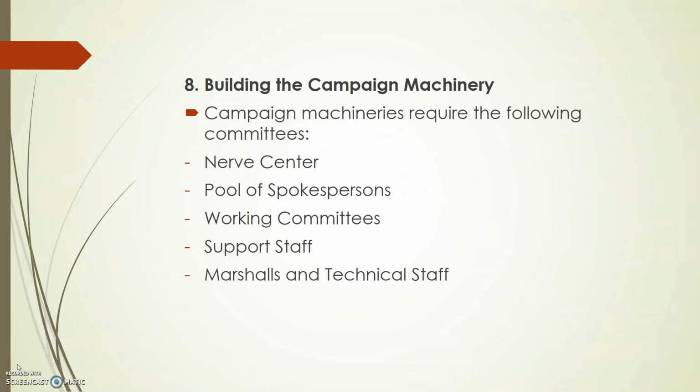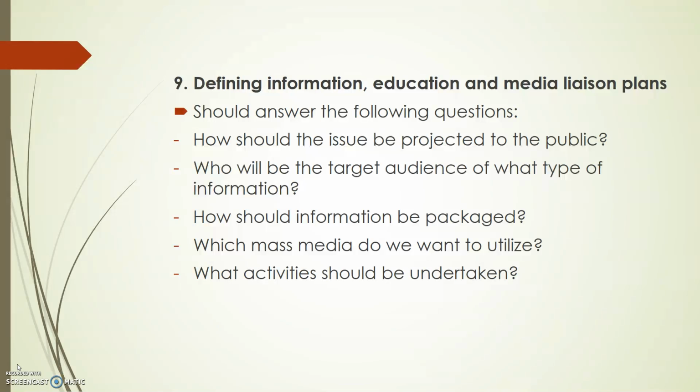So for the eighth step, which is building the machinery, campaign machineries require the following committees. There are 5 nerve centers full of spokespersons, working committees, support staff, marshals, and technical staff. The ninth step is defining information, education, and media liaison plans. These should answer the following questions.